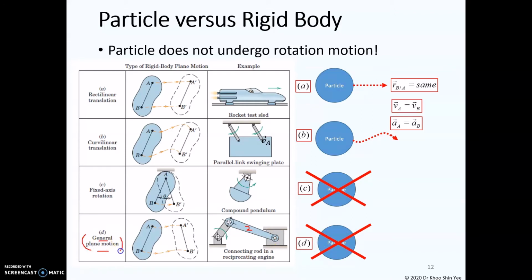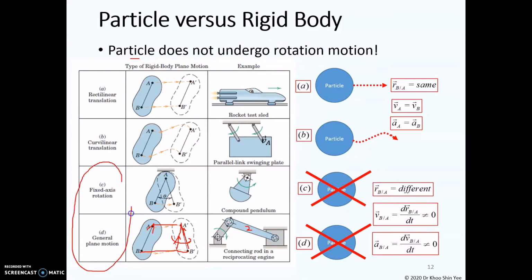For the general plane motion, if the relative vector consists of translation plus rotation, then we say this rigid body is doing the general plane motion. Bear in mind, a particle does not undergo rotation motion. Only the rigid body can undergo the rotation motion. If you have these 2 types of motion, then the relative vector will be different, and when you perform the differentiation to obtain the velocity and acceleration, you will obtain a non-zero result.